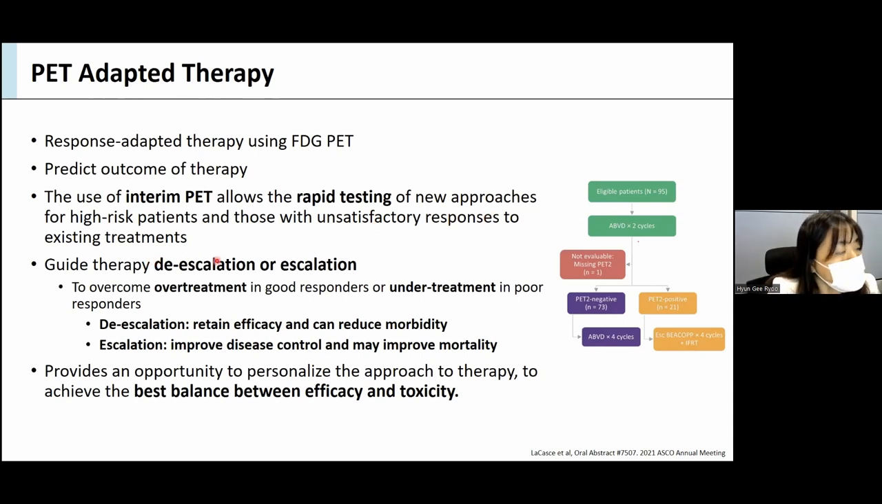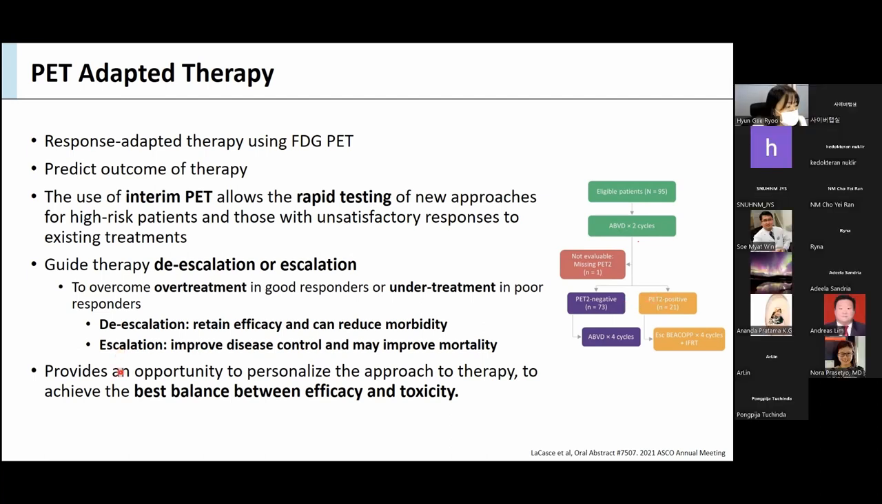So by using this kind of interim PET, we can guide therapy de-escalation or escalation. For example, if the patient had two cycles of some kind of chemotherapy, and took an interim PET, and if the PET was positive, if the lymphoma lesion persists, then we can make an escalation of the chemotherapy to improve disease control and may improve the mortality. But if the PET positive lesion disappeared, maybe we can make a de-escalation of the chemotherapy to retain the efficacy and reduce the mortality.